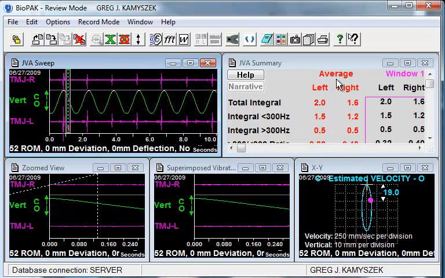Now, this is a very low total integral. The total integral is the power of the vibration. How much energy is there in this popper click? This is measured in newtons per square meter. So for the left it is 2.0, for the right it is 1.6.